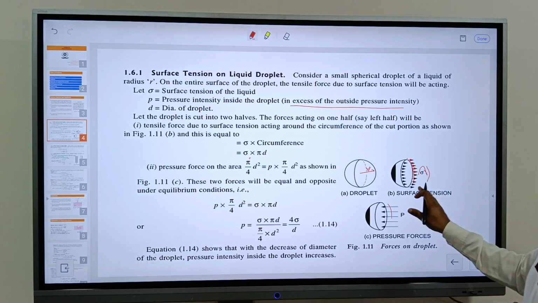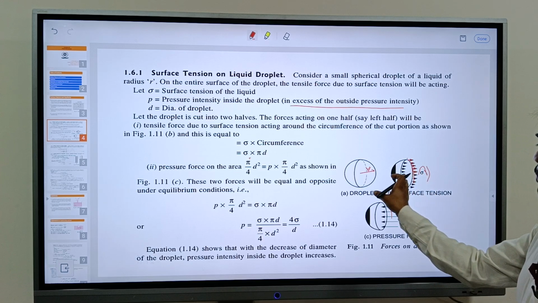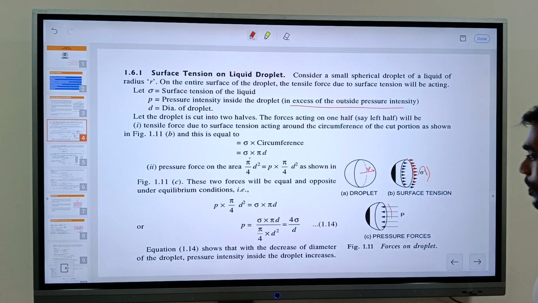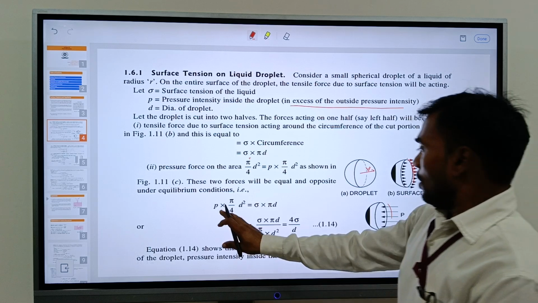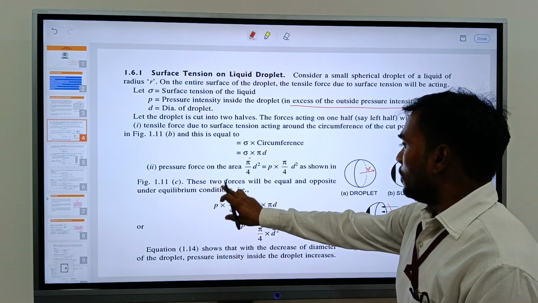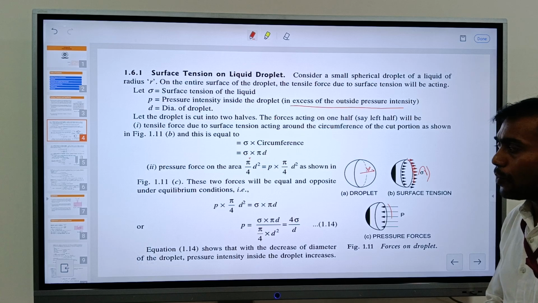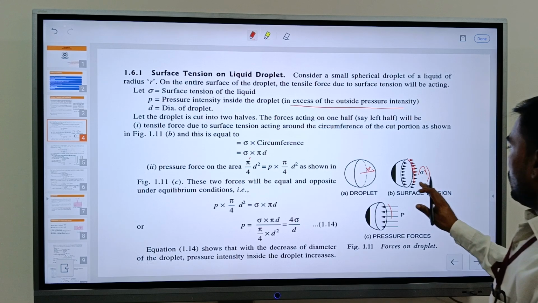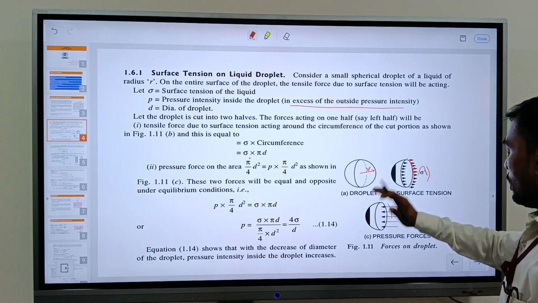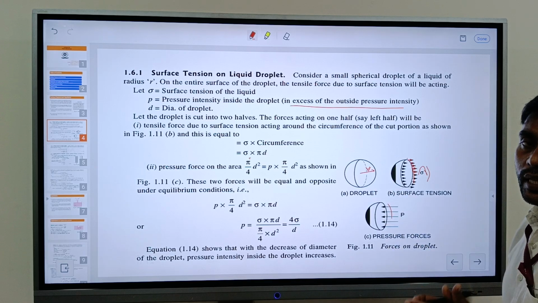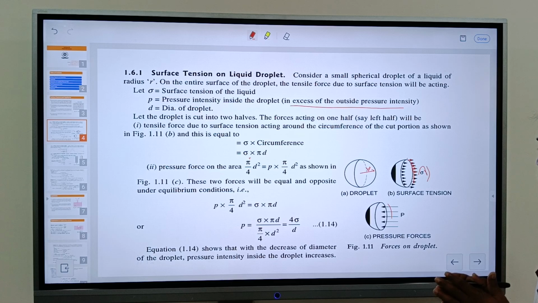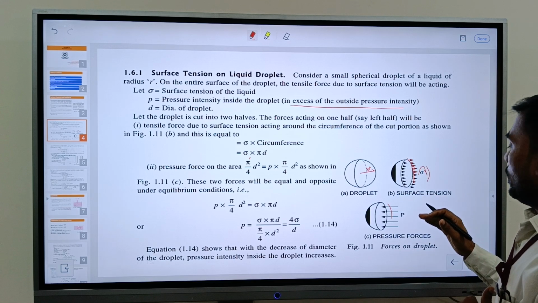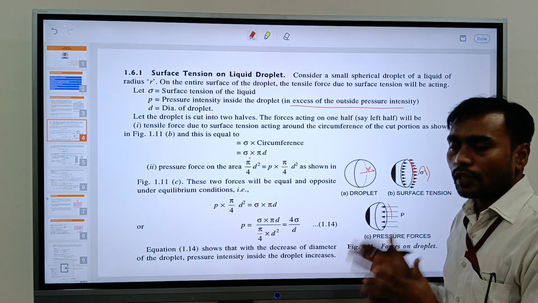And what is the direction of surface tension? It will be outward. Now, these two forces will be equal and opposite under equilibrium conditions. Means if the body is at rest, then the magnitude of the resultant force will be 0.